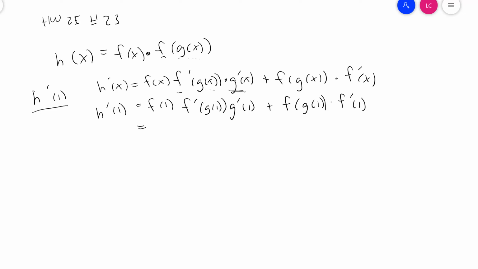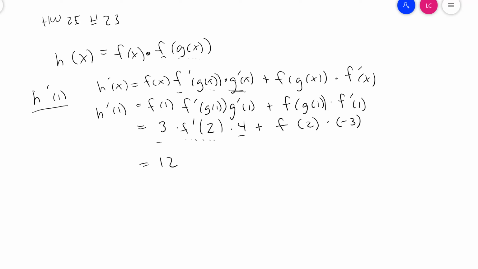So f of 1 looks like it gives me 3. And then I need to go inside, and then I need to find g of 1, which is equal to 2. And then g prime of 1, which is 4. And then g of 1, which was 2. And then f prime of 1, which is negative 3. So I'm going to multiply these two together, so that gives me 12.